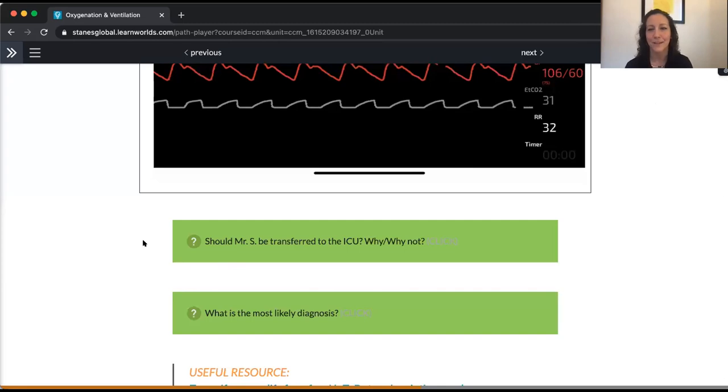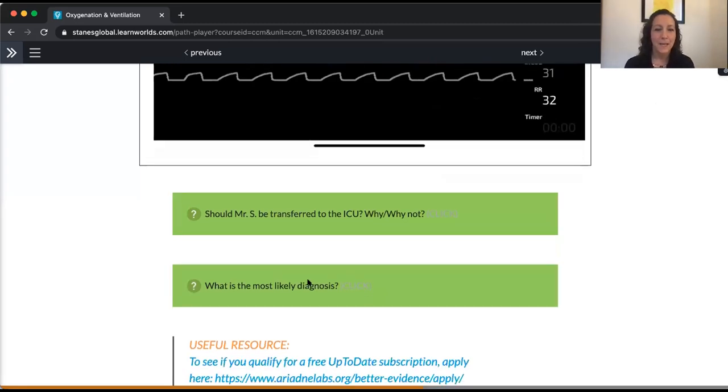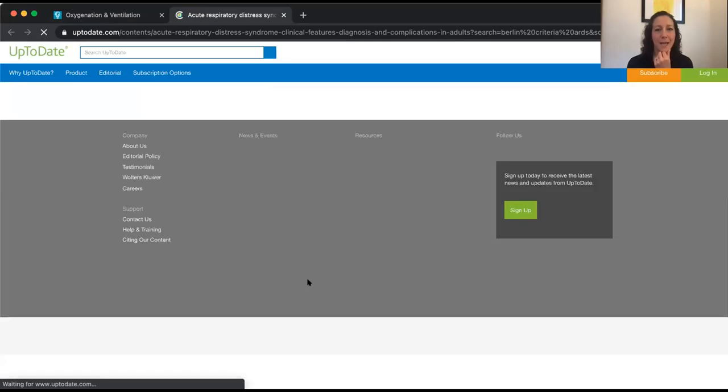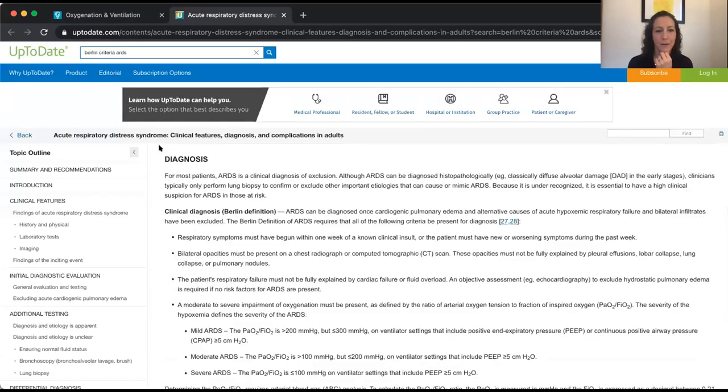Okay, ARDS, perfect, Sadiq. So the most likely diagnosis, everyone thinks it's ARDS. Let's click on the box to get the answer. I also agree that it's acute respiratory distress syndrome. An interesting fact about ARDS is it used to be called adult respiratory distress syndrome, but then they recognized that it can be found in adults and children. So they changed it to acute respiratory distress syndrome.